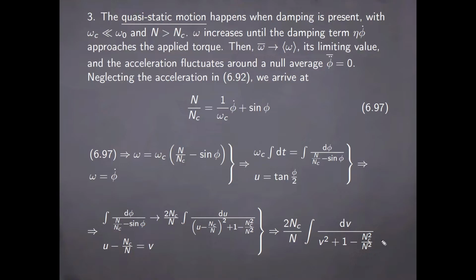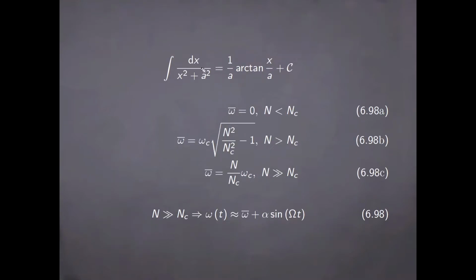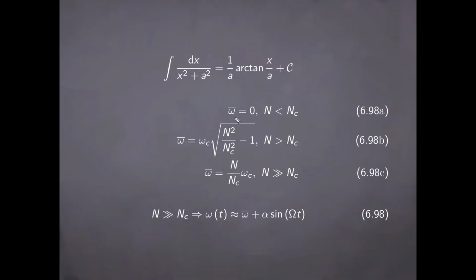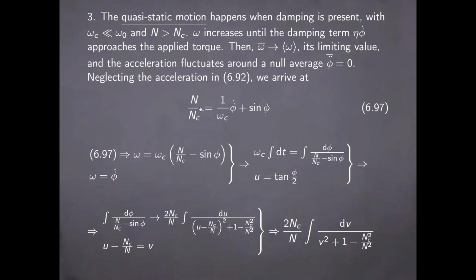The reason why we want to do it in this way is because integrals of this form are known. They are of this type, so they can be solved in terms of the arctangent of the ratio between the variable x and the parameter a. So really what we have obtained for this particular equation of motion is the following set of results. The average of omega will vanish if the driving torque is smaller than the critical value. This is seen straight away.